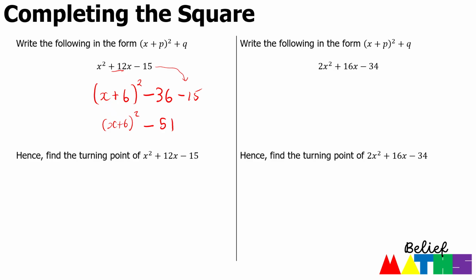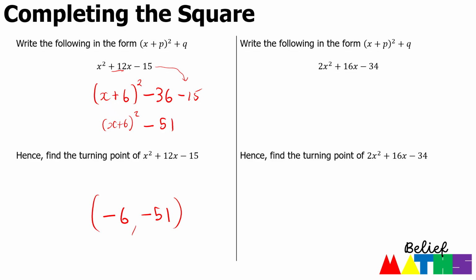It could then ask us to find the turning point of the same quadratic. Notice they're the same quadratics. The turning point then, very simply, is the opposite of what we had in our brackets. So instead of being plus 6, it's minus 6 for x. And then whatever was on the outside is our y value, minus 51.